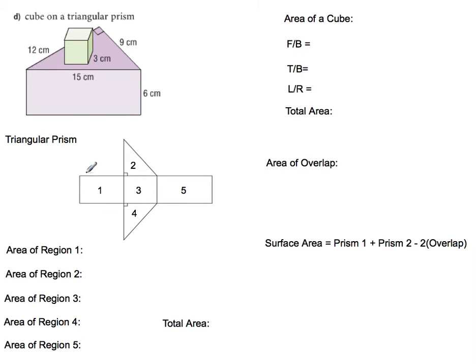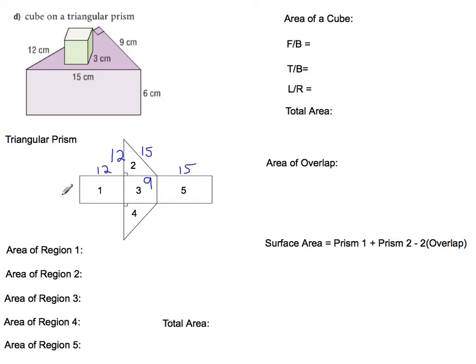Okay. So I always look to where my right angle is on my triangular prism. So I know that my base of my triangle is 9, and my height of my triangle is 12. I also know that my hypotenuse is 15. That means that this side is 15 and this side is 12.